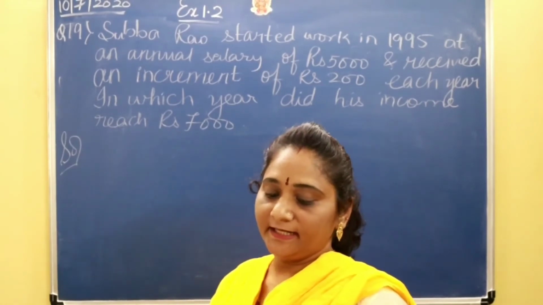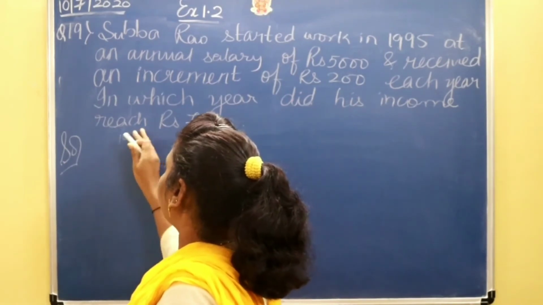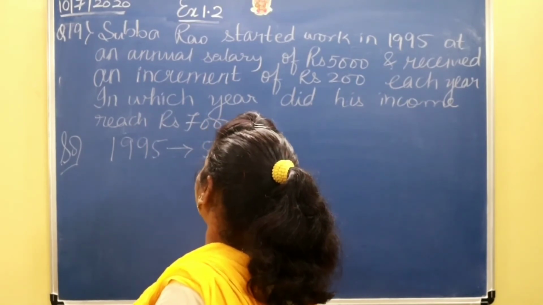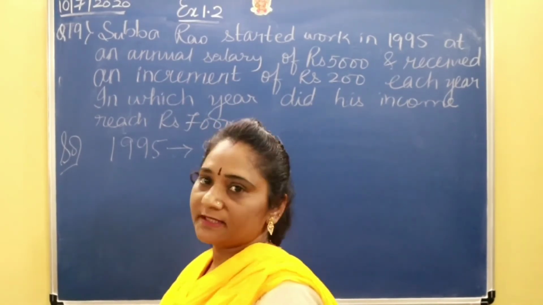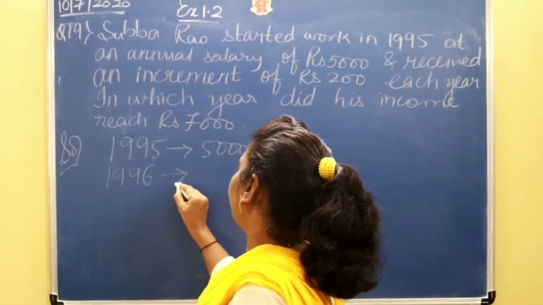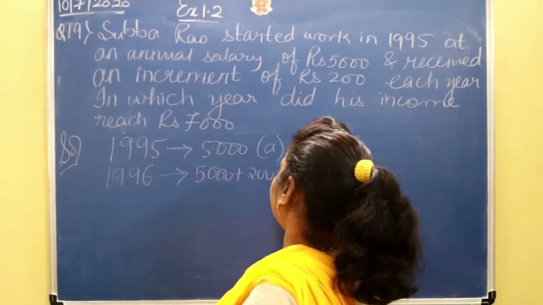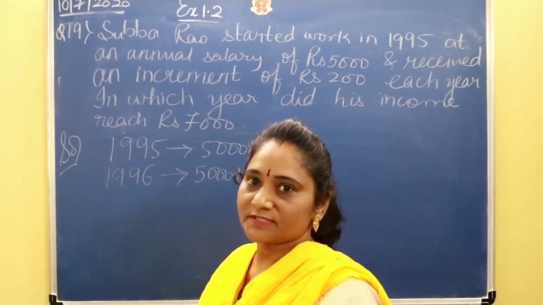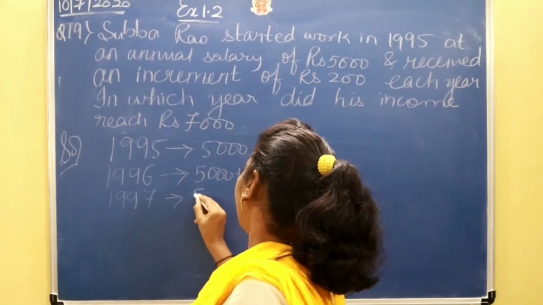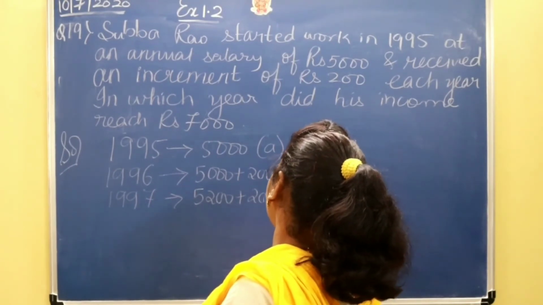So question number 19. Subbarao started work in 1995. So in the year 1995 he started work. With what salary? 5,000 rupees. So this will be our A. He started work with 5,000. Then in the year 1996 he got an increment. 5,000 plus 200 increment he got. It will be 5,200. So this is the second year. In the next year he got 200 more increment. So it will be 5,400.